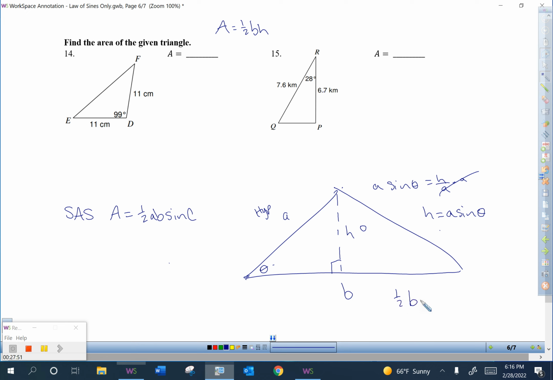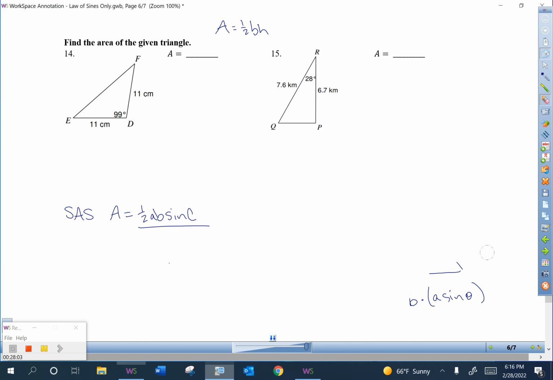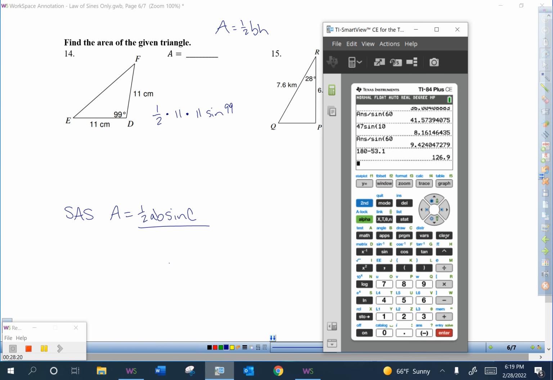Subbing that into my formula, 1/2 times base times the height is this part, is equivalent to this right here. They just put it in alphabetical order. So AB sine C every single time. Let's go to work on this one. We'll take 1/2 times the A value, one length, 11, B value, the other length, 11, and then sine of the angle, 99. And you just throw that whole thing in your calculator.